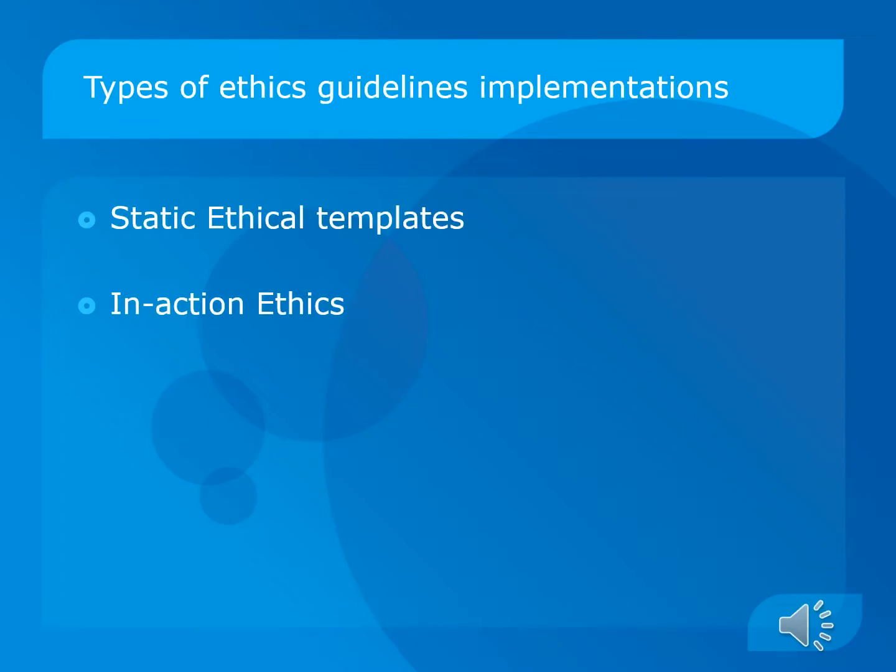There are two main types of ethics guidelines in application development. The first type is the static ethical template. The static ethical templates are pre-designed ethical templates that should go with any kind of application development process, and have a specific set of rules and policies that should apply on all applications. The second type is the in-action ethics.